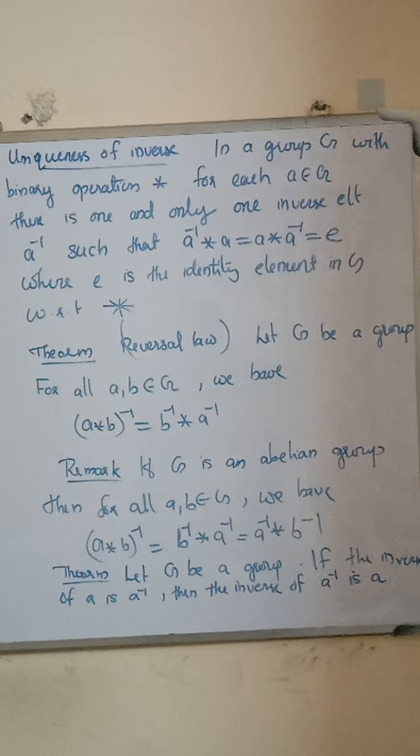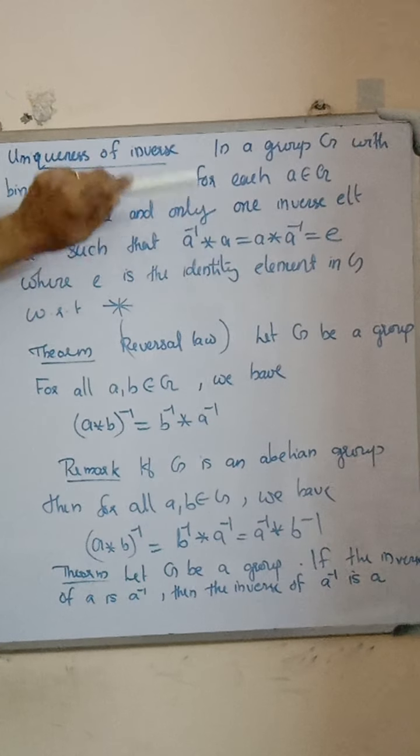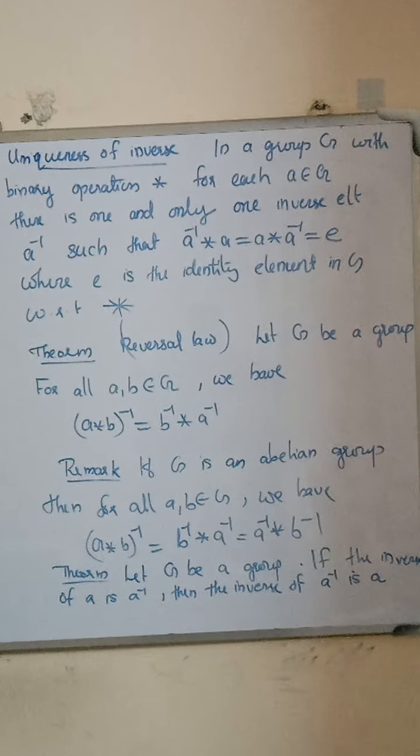Next, uniqueness of inverse. In a group G with a binary operation star, for each A in G, there is one and only one inverse element, A inverse, such that A inverse star A is equal to the identity, where the identity element is in G with respect to the operation star. That is, for every element in a group G, there exists a unique inverse. If A is an element in the group G, then A inverse exists. That A inverse is unique.